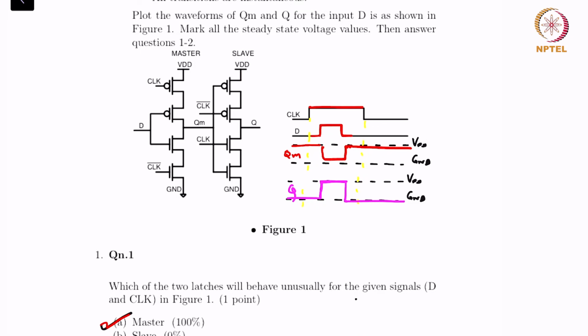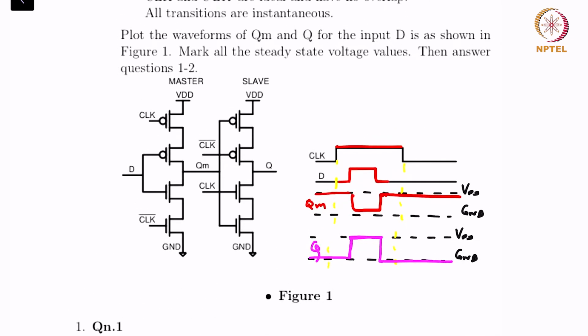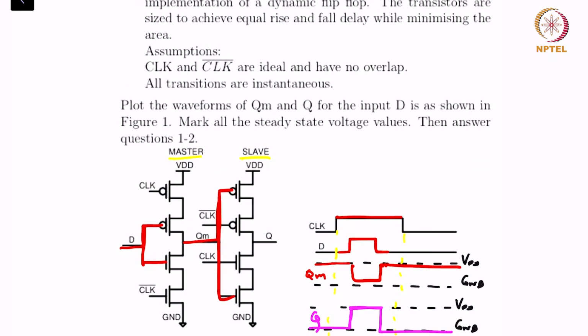Question 1. Which of the two latches will behave unusually for the given signals? Firstly, we'll look at the master latch and then the slave latch. In the master latch, the input D is connected to the innermost NMOS and PMOS transistors. However, in the slave latch, the input QM is connected to the top and the bottom inputs. So we will look at the effect of this kind of connection.